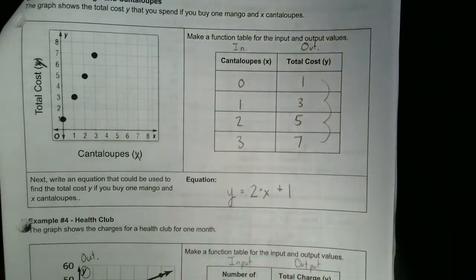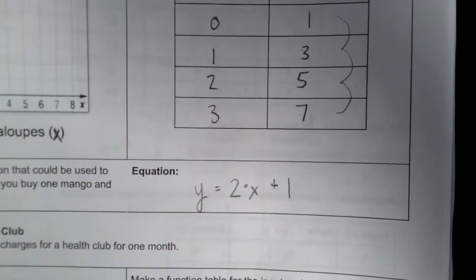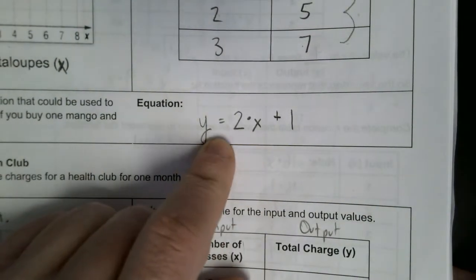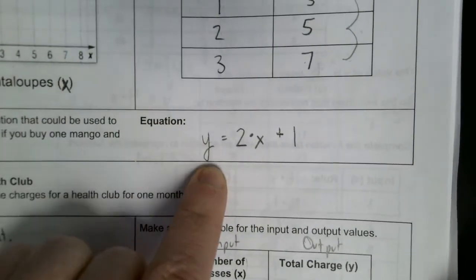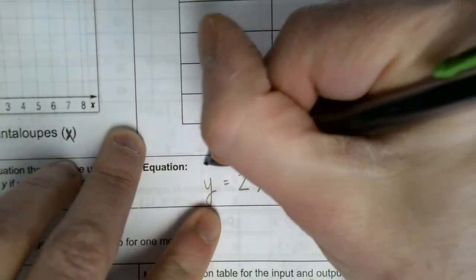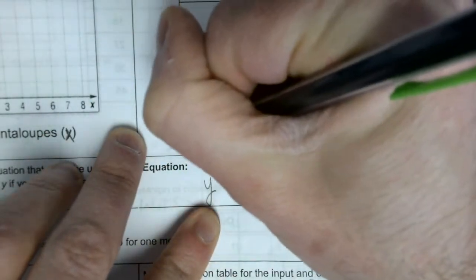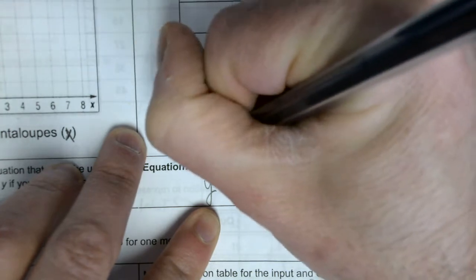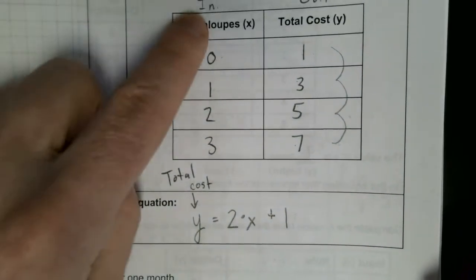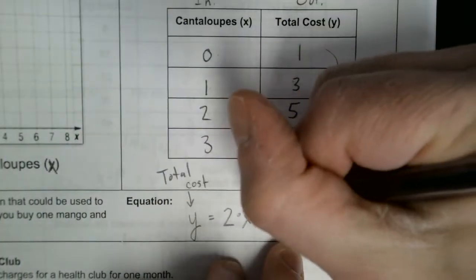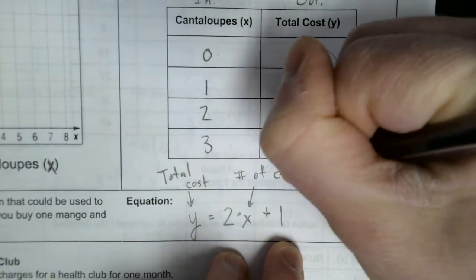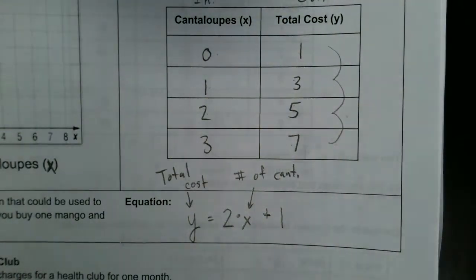Now the step I do want you to do with me, if you haven't done so already, is to label it. So if you got this equation, that's awesome. But now we're going to think about what this actually means. So the y, if you look up here, the y, total cost. And we want the total by itself. That's the output. That's kind of like the answer, if you want to think of it that way. That's the total cost. We want that alone. X was the number of cantaloupes. So X, number of, and I'm just going to abbreviate it to cant, number of cantaloupes.